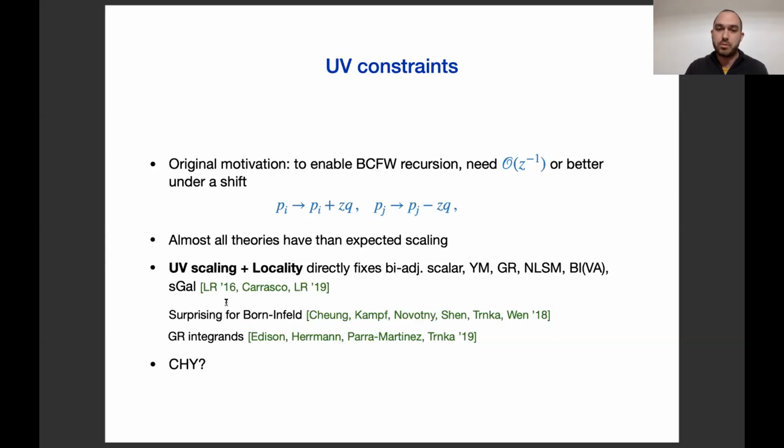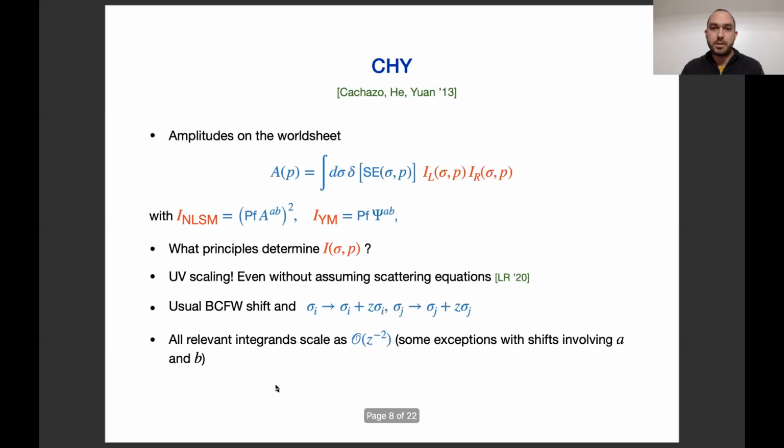And it's not always related to gauge invariance or things like that. Perhaps even stranger is that you can use UV constraints to fix CHY integrands. So I'll briefly go over this. Just a very short introduction.